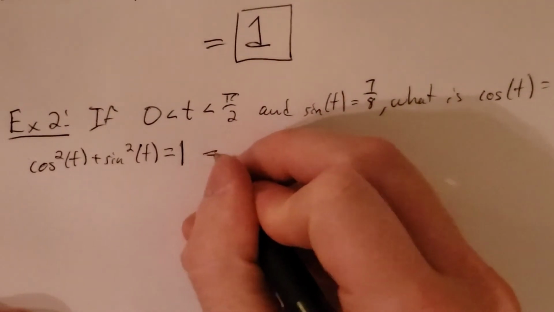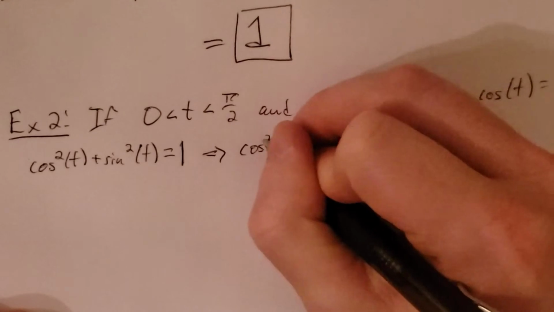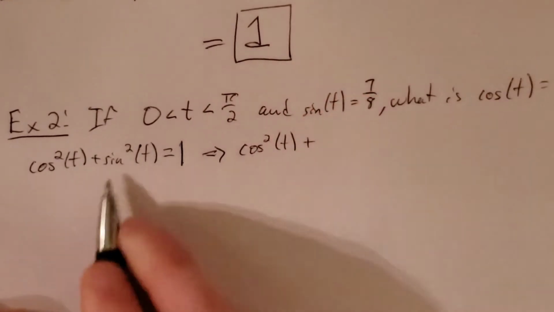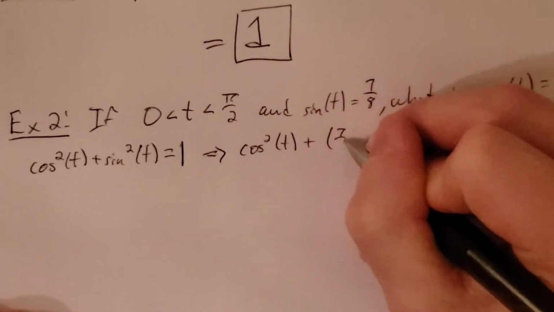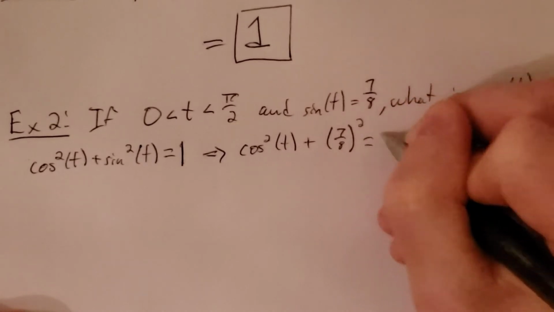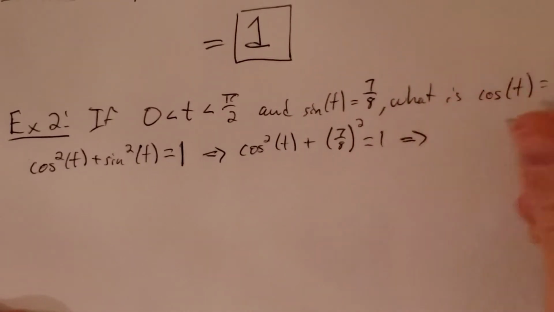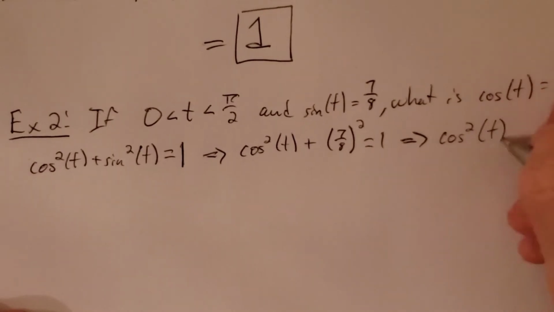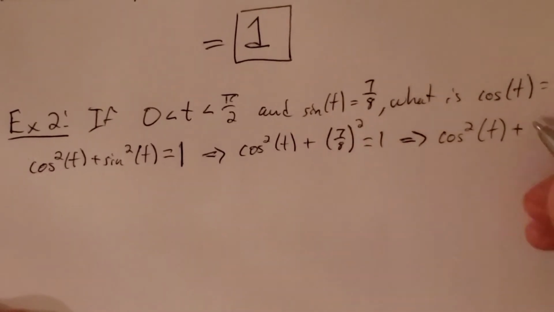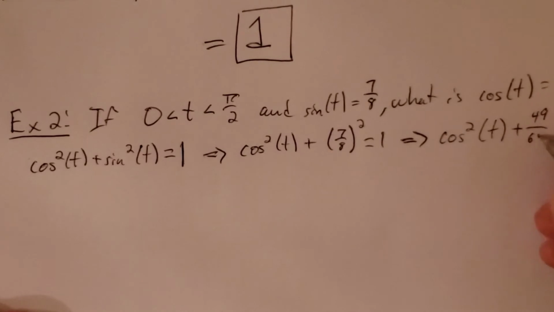Well, this is cosine squared of t plus sine of t, which is 7/8, so this is really 7/8 squared, which is equal to 1. In fact the equation is cosine squared of t plus 7/8 squared, which is 49/64, is equal to 1.